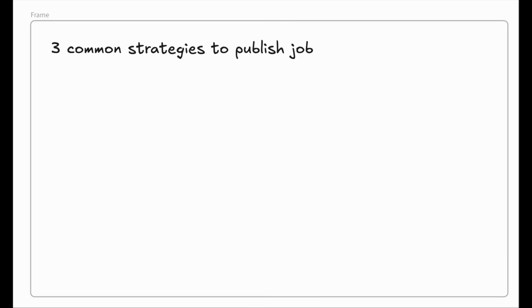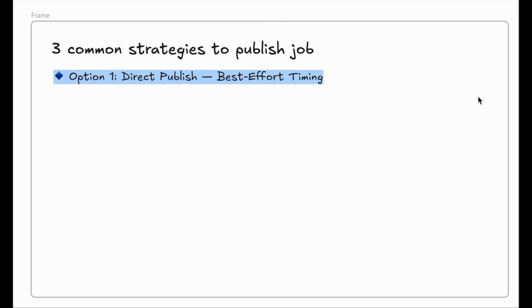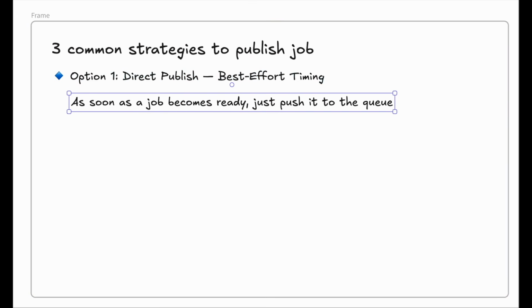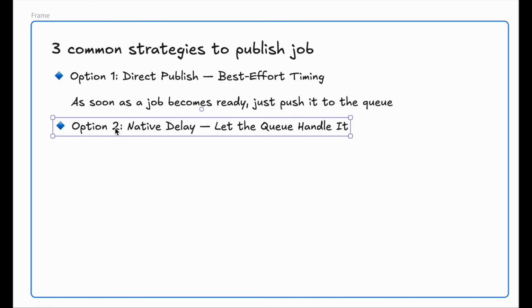Now let's come back to discuss three strategies to trigger job execution in step 4, and how to choose the right one for a system. Option 1. Direct publish. This is the simplest approach. As soon as the job becomes ready, just push it to the queue. It works fine if your timing doesn't have to be perfect. For precise workflows, like auctions or financial systems, workers need to double-check that it is actually time to run the job, using the available_at timestamp. Think of it as fire and hope, quick and easy, but not guaranteed to be precise.